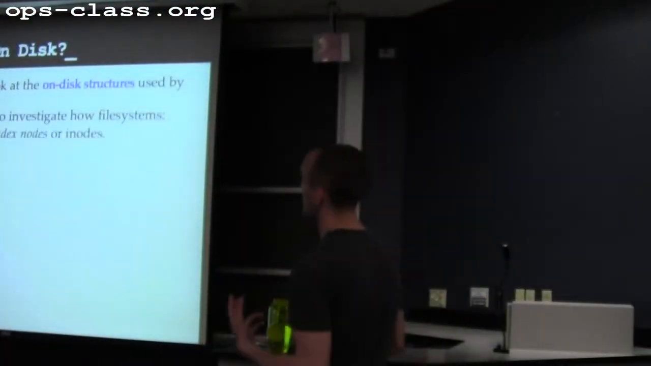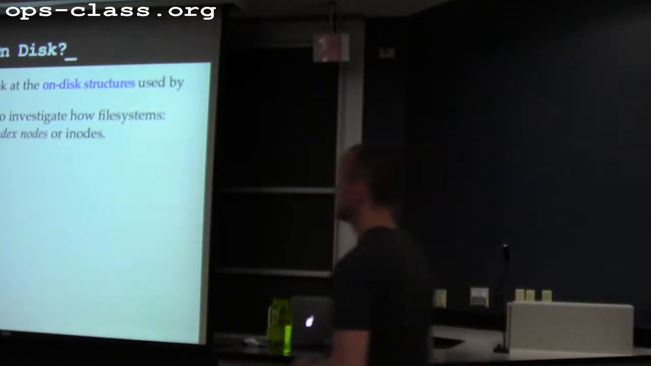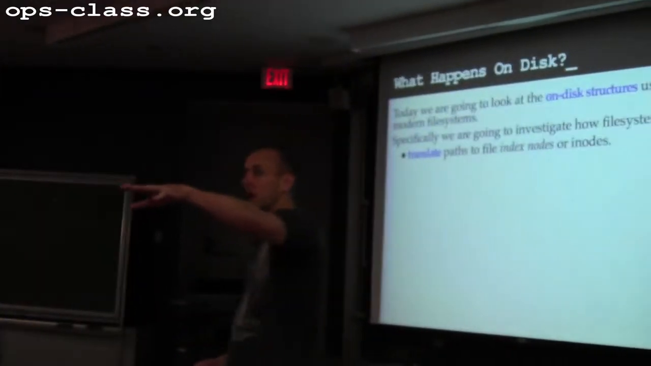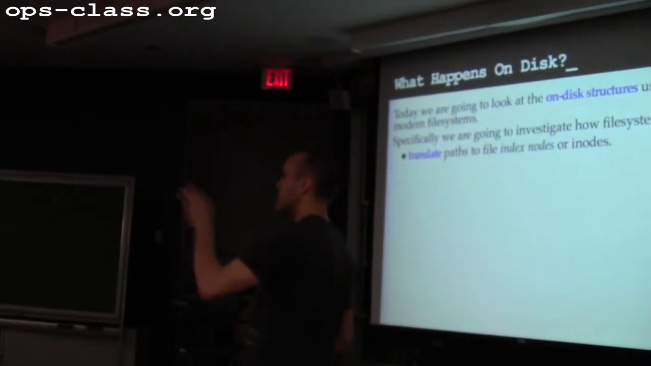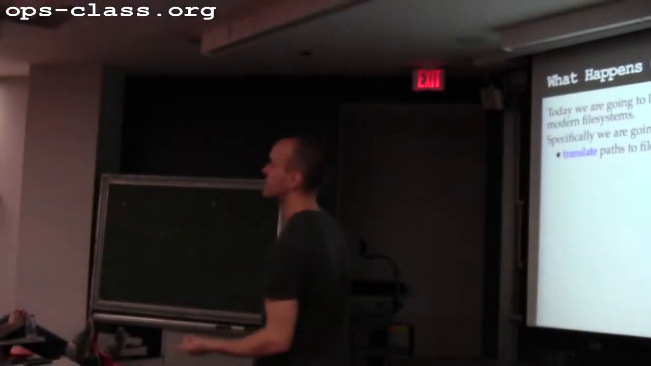So let's look at what actually happens on disk, right? Today we're going to talk about how we translate paths to index nodes, or inodes. How does this actually happen, right? I give you a path. What the file system wants to find is the inode, because the inode contains all of the other information about the file, the attributes, pointers to the data blocks. That's really it, right? That's what we care about.